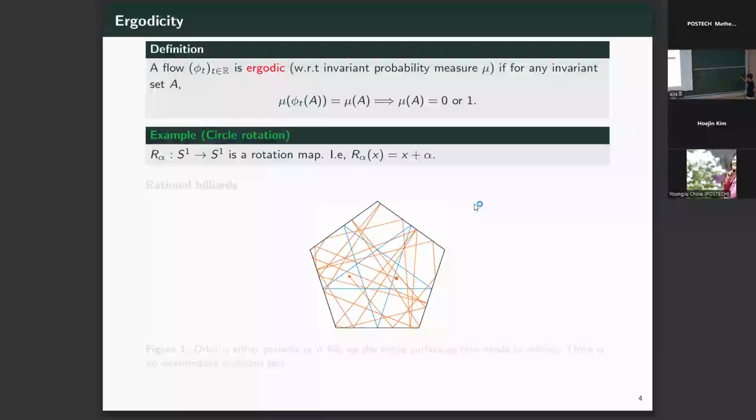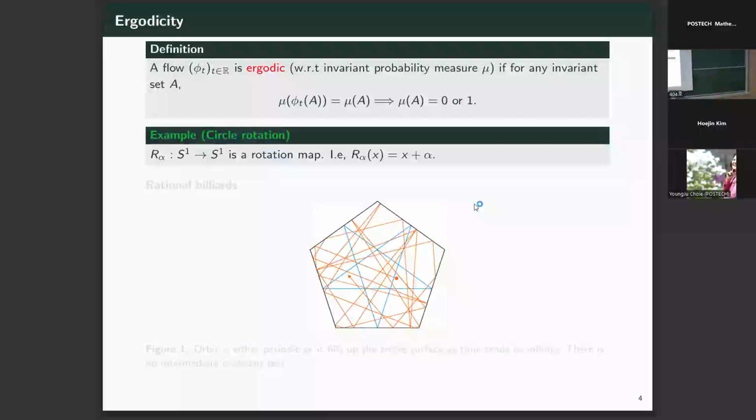But if it is irrational, then it never comes back to 0. So in this case, we call the orbit dense. In the rational case, you can choose some neighborhood of 0, and if you travel around, then you can find an invariant set, but its measure is not equal to 0 or 1. So when alpha is rational, this is not ergodic. But if alpha is irrational, this is ergodic, because we cannot take such an interval. The orbit is dense, so eventually it will fill the whole space.